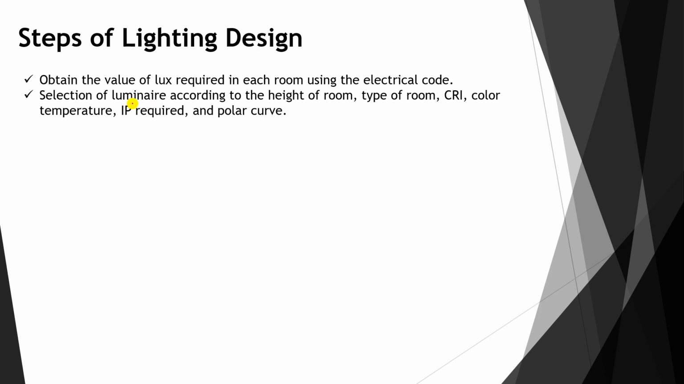Second step, we will start selecting our luminaire. We said before there are many different types of luminaires, and how can we select it? It depends on many factors. Number one, type of room or type of application. The height of the room, we said before there are types of the luminaires itself.